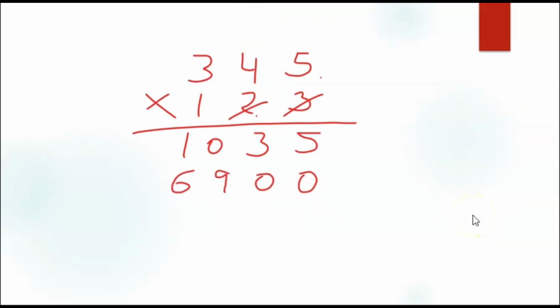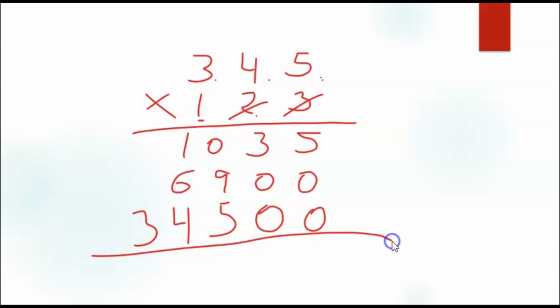Alright, now we are on the last step. We're going to multiply with number 1. But before that, you're going to put down 0 at the ones place and 0 at the tens place. 1 times 5 equals 5. 1 times 4 equals 4. 1 times 3 equals 3. That is it, guys, and we're gonna add these numbers.